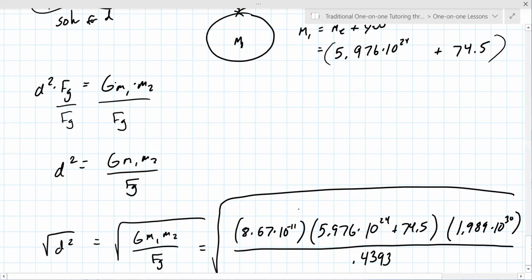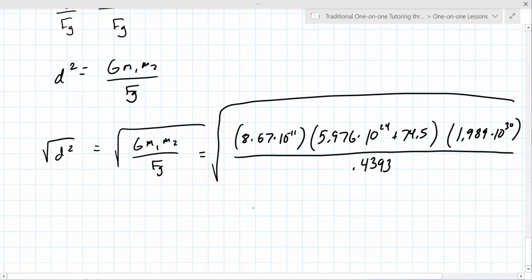So are you comfortable putting this in your calculator? Or would you like us to do it together? Check it. If we could check it, that'd be good. All right, I will work on that now. So I get 4.84 times 10 to the 22nd. Okay, that's what I got too. Excellent.